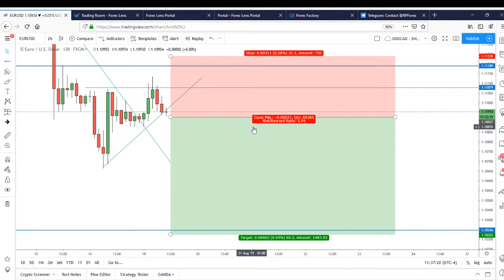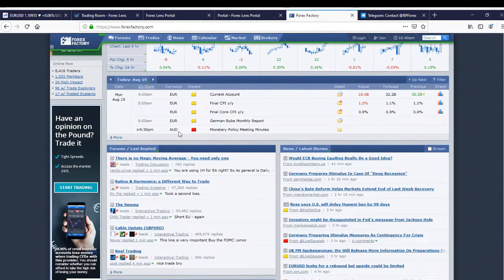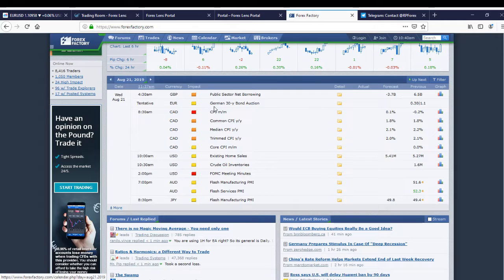In terms of fundamentals, which I always like to look at, it's going to be pretty quiet today until 9:30 p.m. We're going to have the monetary policy meeting minutes for Aussie. It's pretty much a given and almost priced in that they will be cutting rates, but they'll be giving some more updates about what they're going to do in terms of specifics. Tuesday is very quiet, nothing major. Wednesday is going to be important for the CAD. We have CPI, and we have FOMC minutes, so we have Powell speaking.